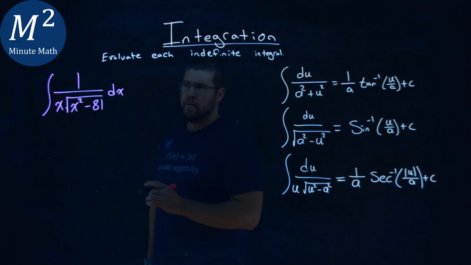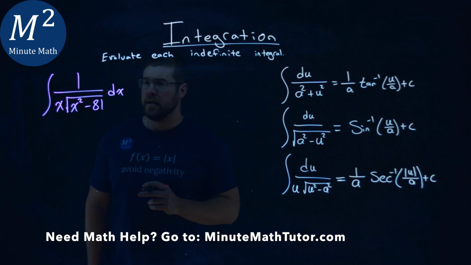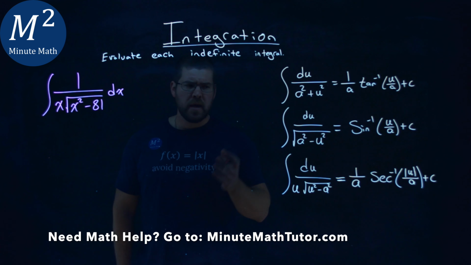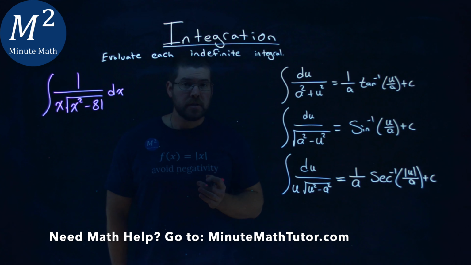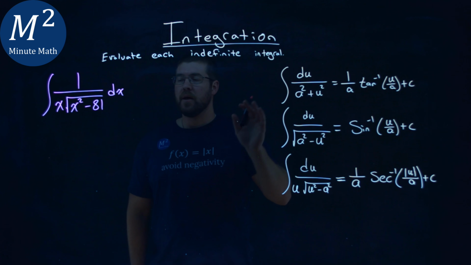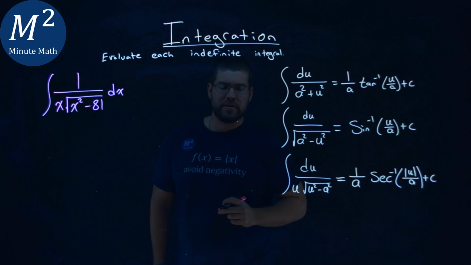We're given this problem right here, the integral of 1 over x times the square root of x squared minus 81 dx, and we have to evaluate this indefinite integral. Now I'm going to use one of my definitions here to integrate this, and I want to see which one it looks closest like. The one I'm gravitating towards is the arcsin. Looks fairly similar.